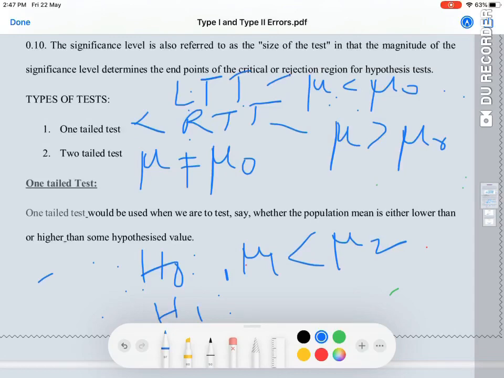So when these are occurring, how will you solve them? What kind of test you will use is important. So this is the basis for the problems which we are going to solve in future.